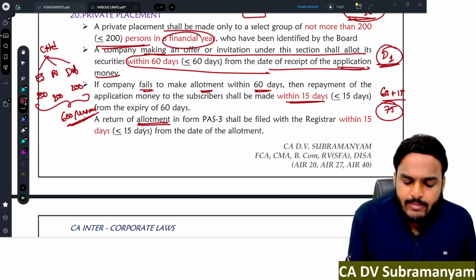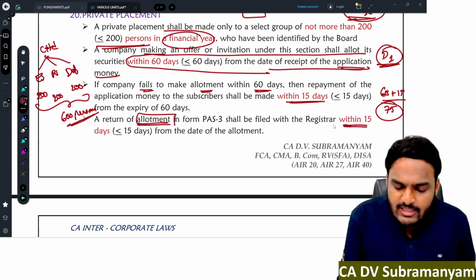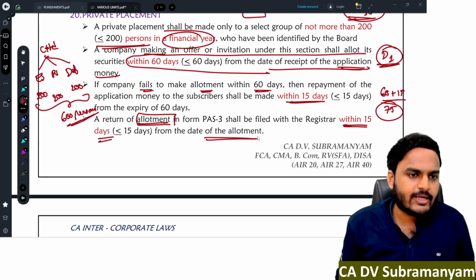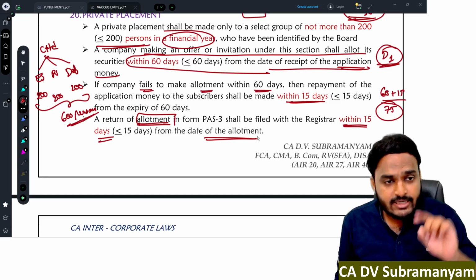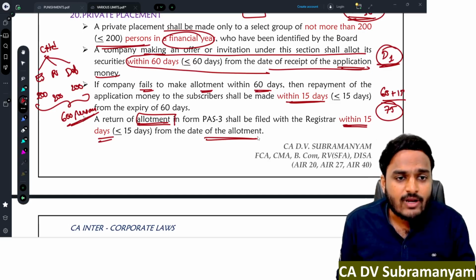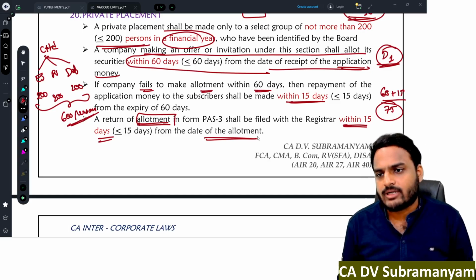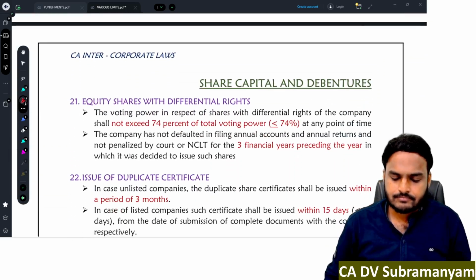In case company makes allotment of securities, then a return of allotment shall be filed with registrar within 15 days from date of allotment. Return of allotment time period is 30 days under prospectus. In case of private placement, the time limit for filing return of allotment is 15 days from date of allotment. What is the time limit? 15 days from the date of allotment.